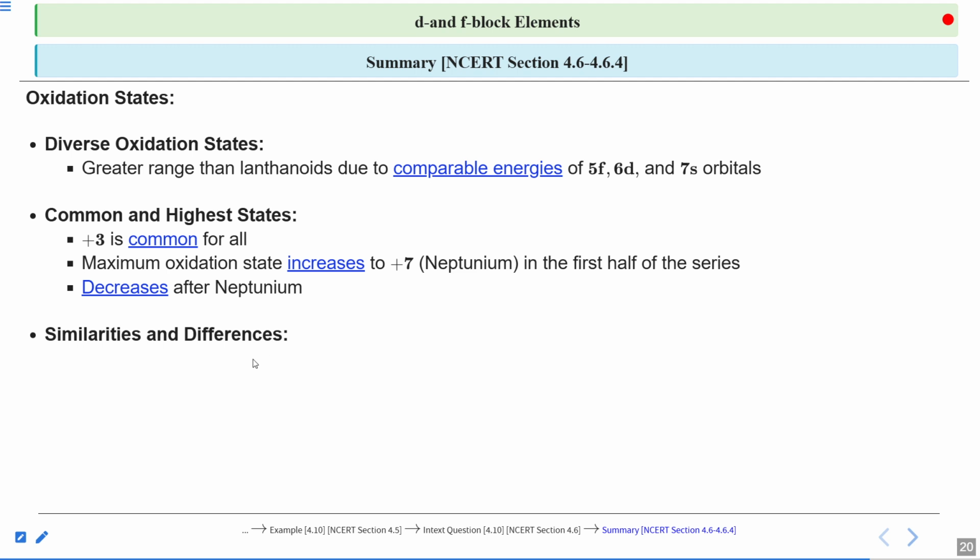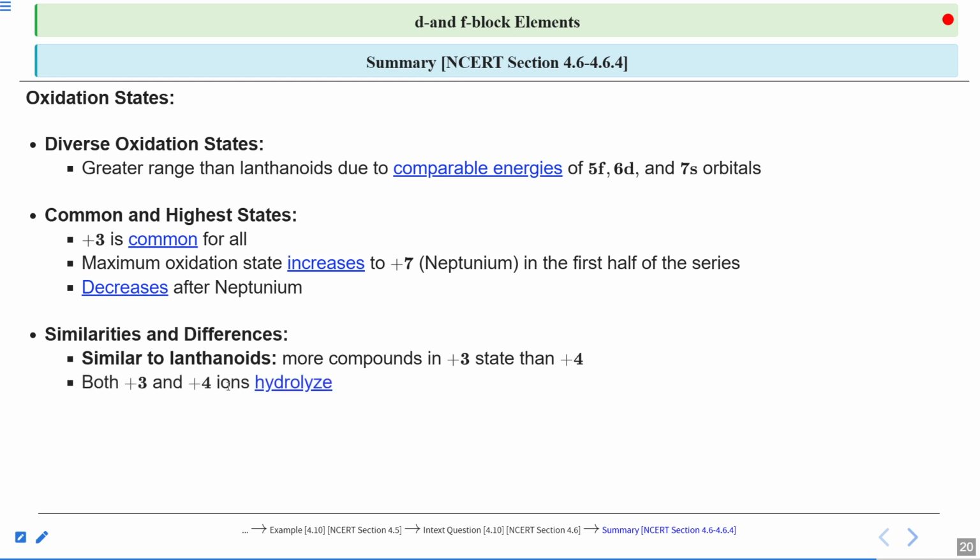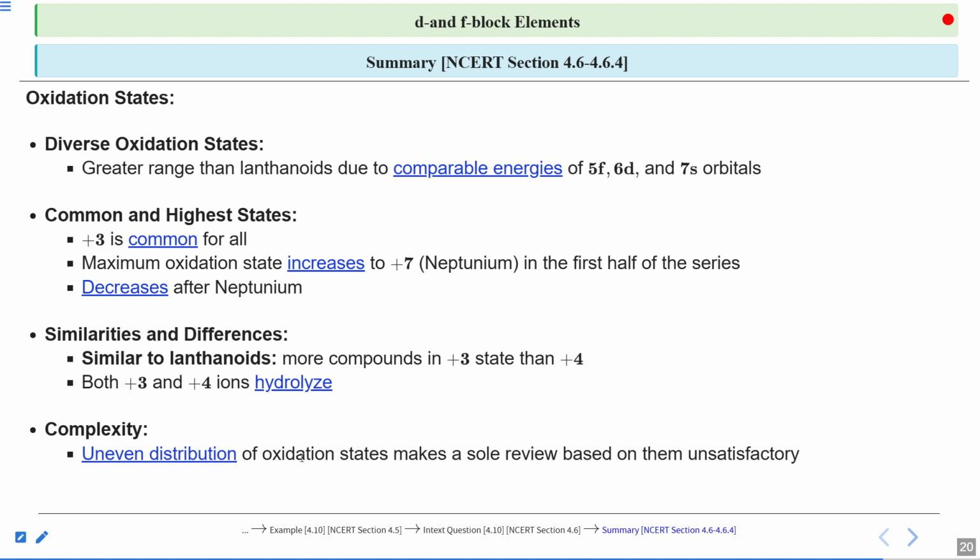The similarities and differences we have seen. Similar to the lanthanoid property, more compounds in the +3 oxidation state are formed in actinoids than in the +4 oxidation state. Both the +3 and the +4 ions hydrolyze, that means they react with water. As for the complexity, the uneven distribution of oxidation states among the elements of the actinoid series makes a sole review based on them unsatisfactory.